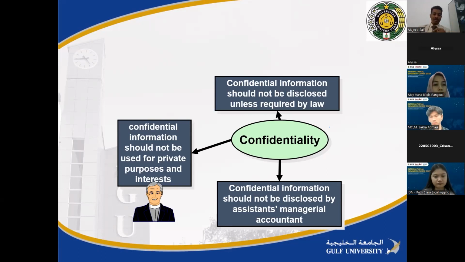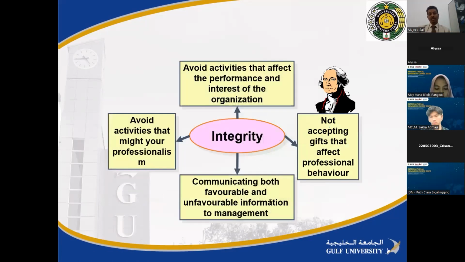I open another company, so I take the customer from this company to my company. All these things are not correct, and we should not disclose all information of the company that we are working on in terms of getting some interest. Confidential information should not be disclosed by an assistant managerial accountant. So here, integrity is also very important. We should avoid any activities that affect the performance and interest of the organization.